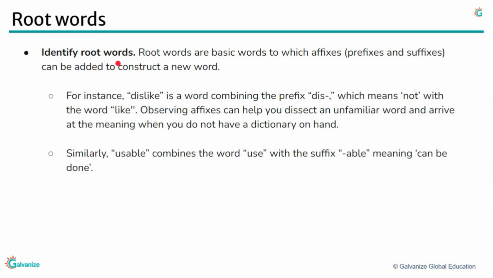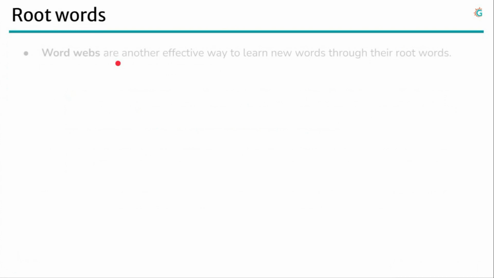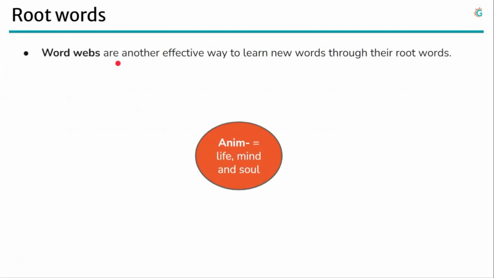Usable is yet another example of the suffix able. So you don't have to remember all root words, but just pay attention. Like we encountered the word undeniable in a reading passage and we figured out it means something that you cannot deny, right? So for some words this is quite easy, but if you make it a point to observe root words, you can learn many words at once by using word webs. How do you construct a word web? Let me demonstrate. So take for example a root word like anim.